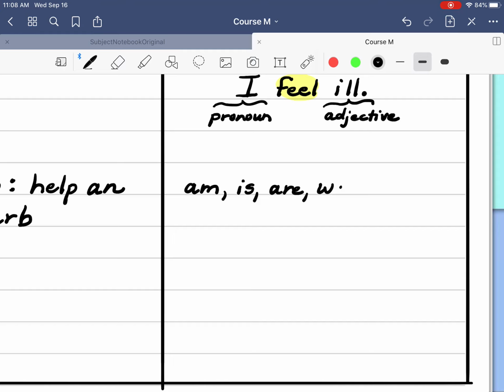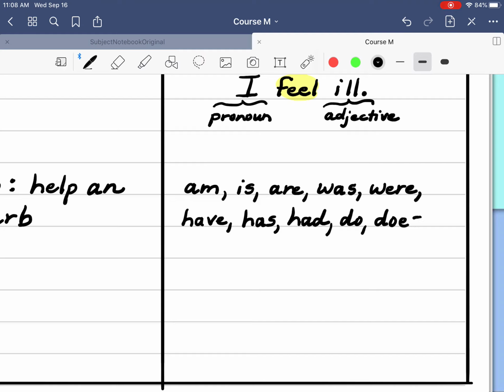Am, is, are, was, and were. You help me count them. There are 5 of them. Have, has, had. Do, does, did. And that should bring us to 11. Let's stop and count. 6, 7, 8, 9, 10. Yes. May, might, must. So there's 12, 13, 14.